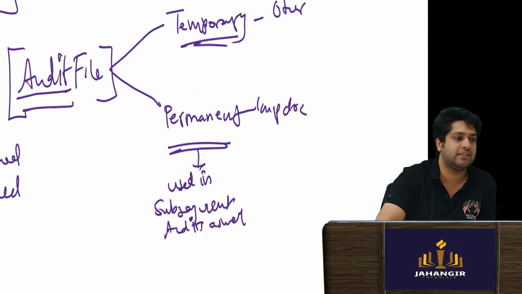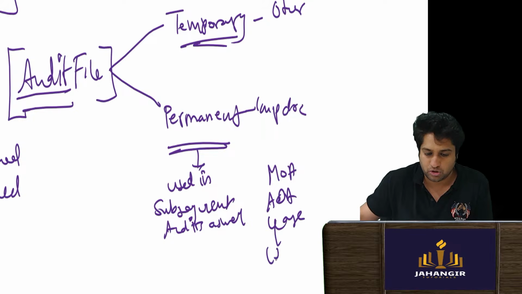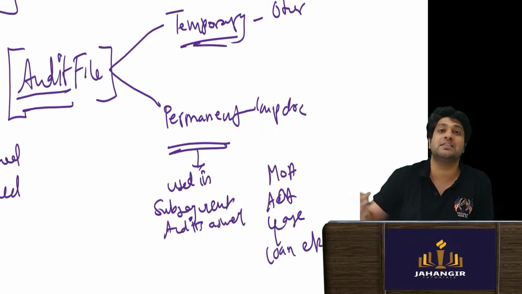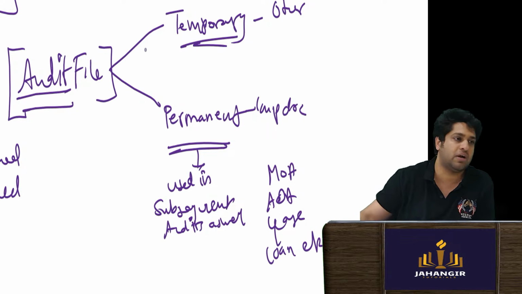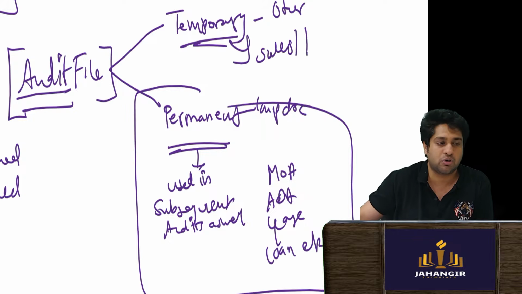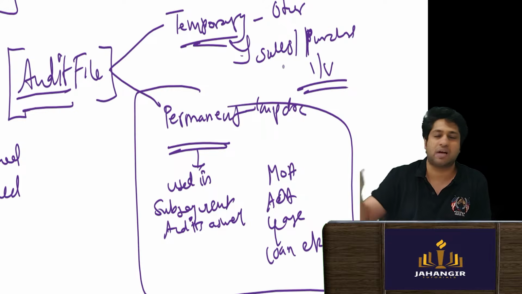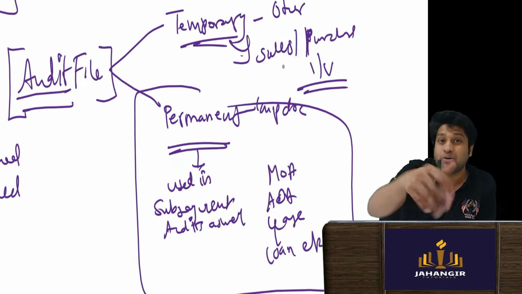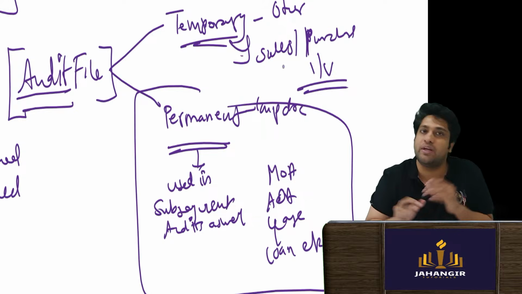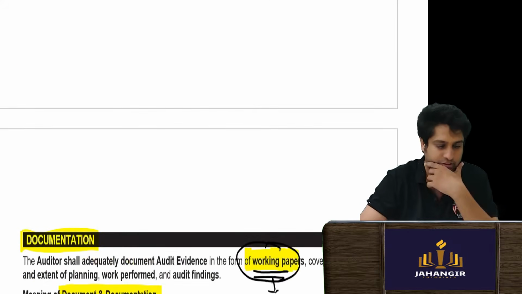For example, MOA, AOA, any kind of lease documents, loan documents, etc. All this is going to be used next year also, so it is better to have it in a separate file altogether. And let's say a sales or purchase invoice is there. It is not that important, and I don't need it next year, so I'll keep it in a separate file. I'm not throwing any of that; I'm just segregating important and non-important. That's it.